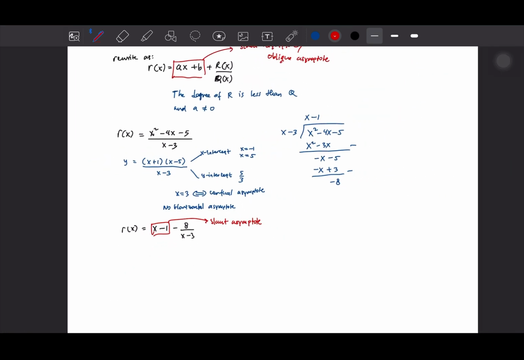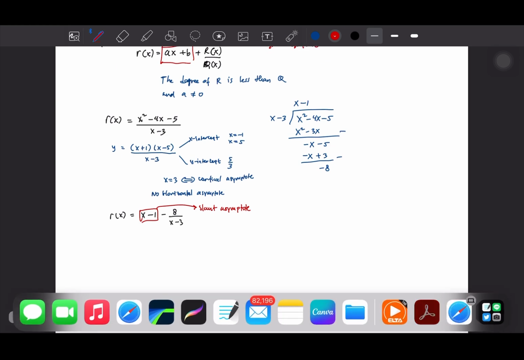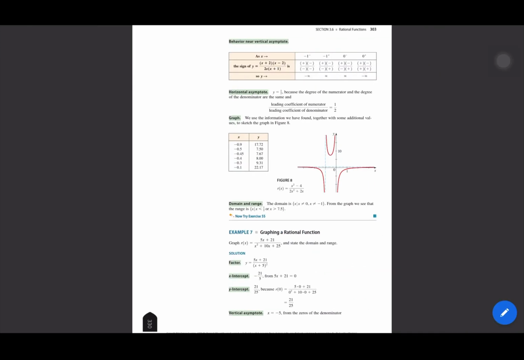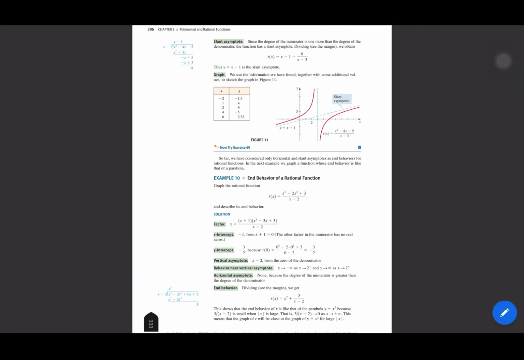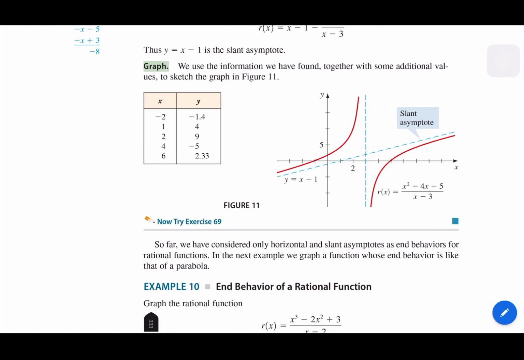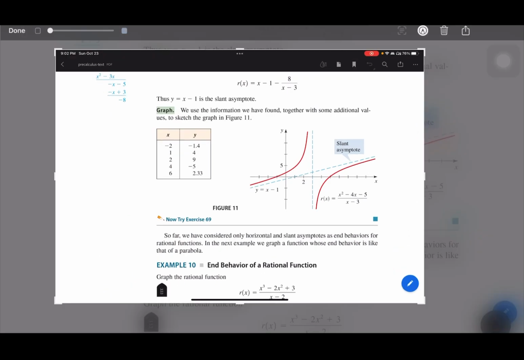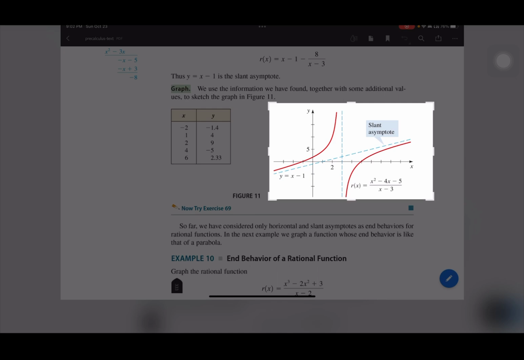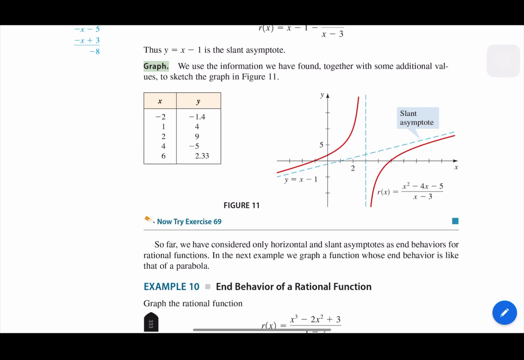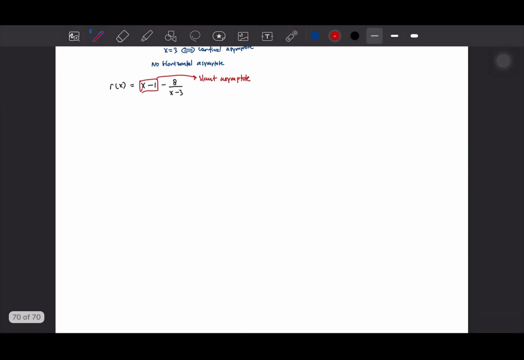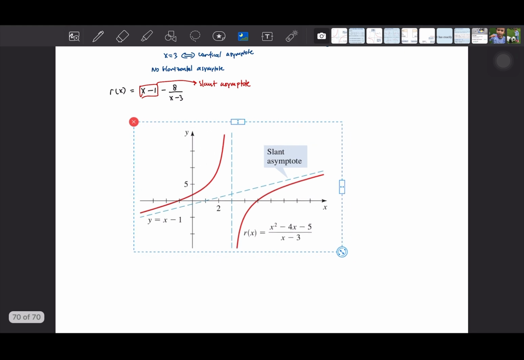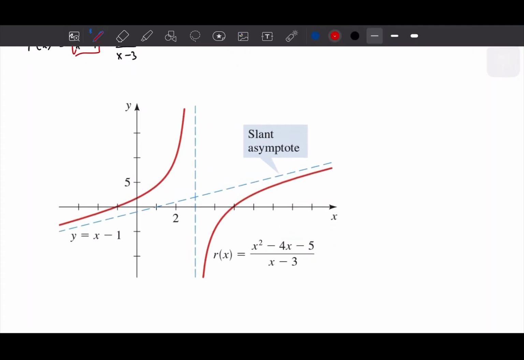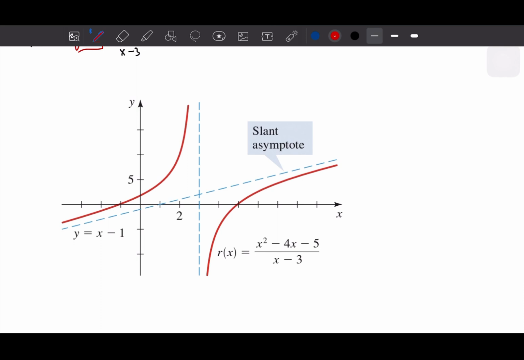Okay, well, the picture, let me draw. Okay, this is the picture, just some additional picture. So we see that the slant asymptote is y equal x minus 1. It is the slant asymptote. Okay, that's it for the additional information.